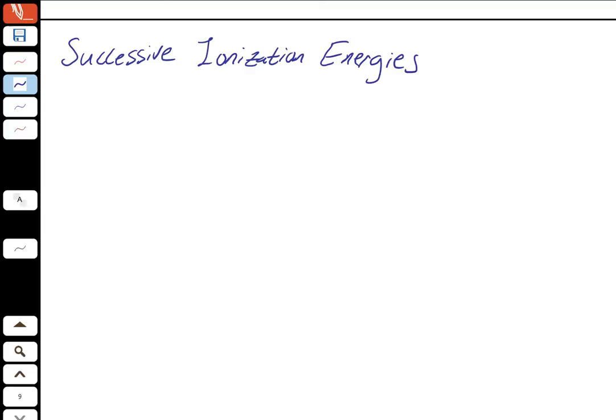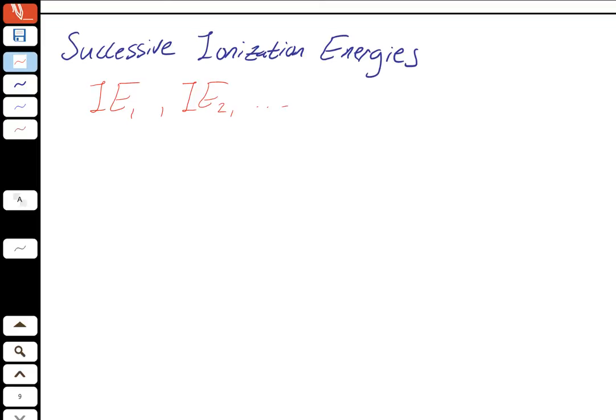So we remove the first one, and then the second one, and then the third one, and the fourth one, whatever. And we call these ionization energy 1, ionization energy 2, ionization energy 3, and so on. So that's removing successive electrons from the same atom. What do you think happens? Do you think it takes more energy to remove successive electrons or less? No guesses? Well, let's look at the numbers and see.